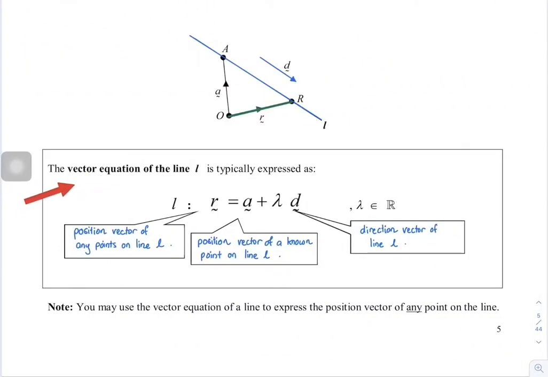So in short, the vector equation of a line is typically expressed in this form: r equals a plus lambda d, where lambda is in the set of all real numbers. r actually represents the position vector of any point on the line L. a refers to the position vector of a known point on the line L, and d refers to the direction vector of the line L.